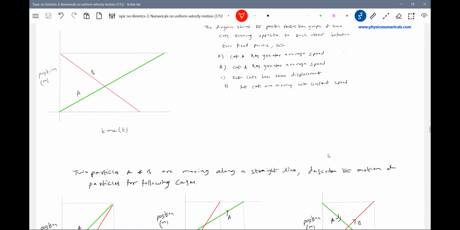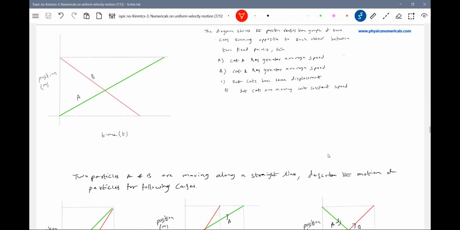Just now what we discussed earlier is the same set of problems. It's a position versus time graph. You calculate what you get: you'll get a slope. Now let me read the question. The diagram shows the position versus time graph of two cats running opposite to each other between two fixed points. Then, cat A has greater average speed, cat B has greater average speed, or both cats have the same distance and both cats are moving with constant speed.